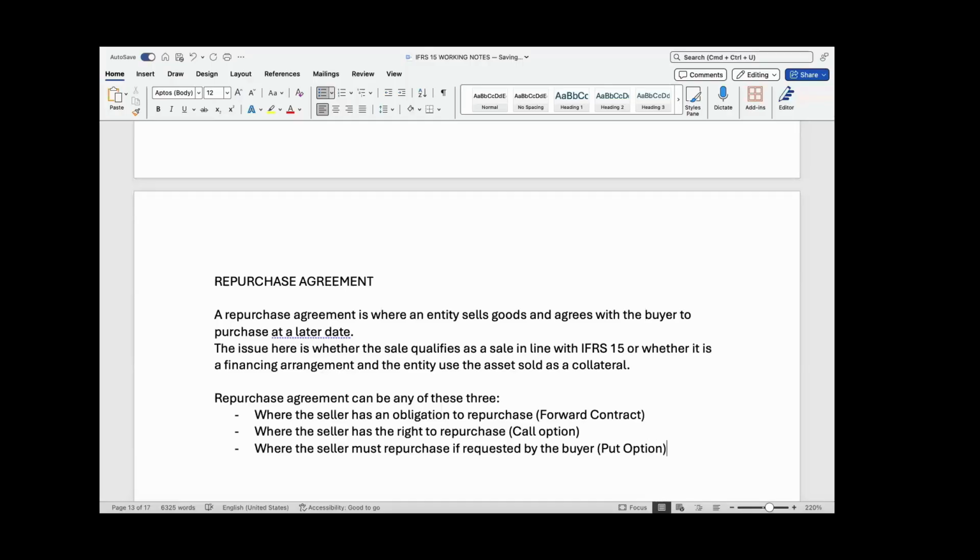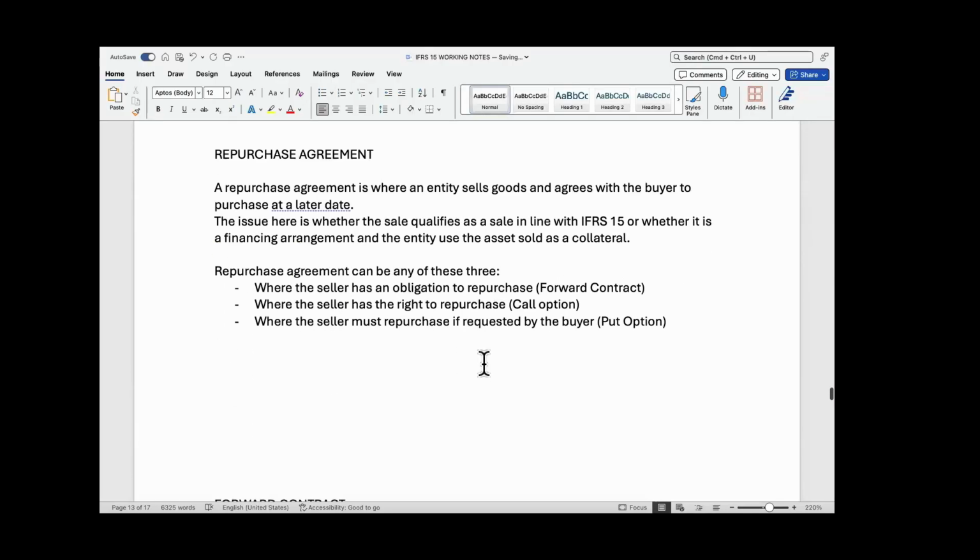Now, these three, you can be asked in the exam, see them. So, these three now dictate how we treat these repurchase arrangements. Let me quickly summarize it for you.